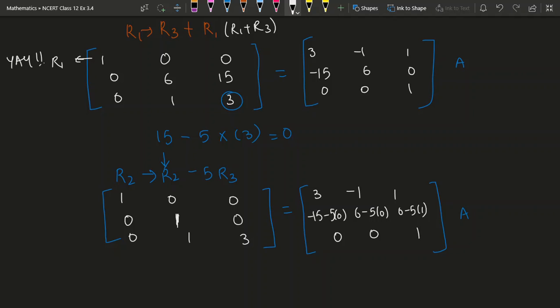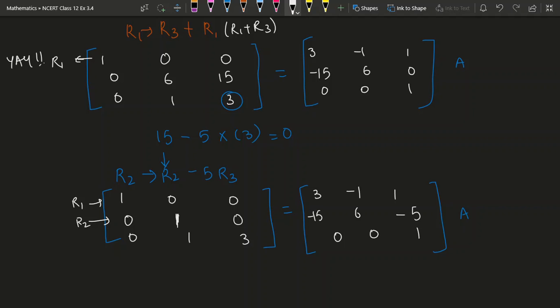Here in the matrix on the right hand side, you have -15 minus 5 times 0, so it still remains -15. 6 minus 5 times 0 remains 6. And 0 minus 5 times 1 is -5. Great. Now, luckily, you have also solved for the second row. We were hoping to eliminate the 15, and we have sort of got the entire row as a gift.